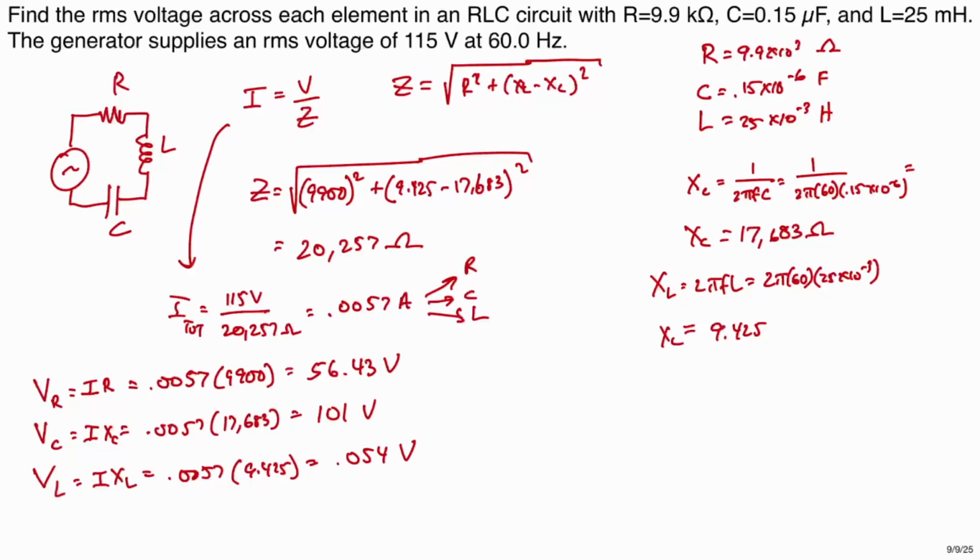The capacitor could be negative voltage. The resistor could be positive voltage. The inductor could be, well, who cares? It's too small, right? They'll vary and be positive and negative, but no matter what happens, they will always add up to 115 volts in the instant that I go to measure.